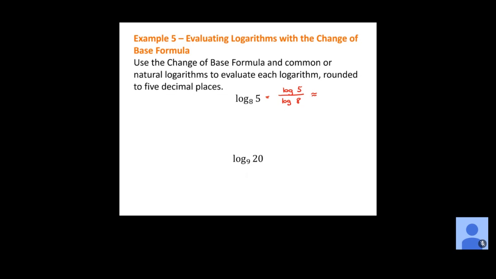Now, if we input this into the calculator now, log of 5 divided by log of 8 should give us approximately 0.77398. Because it does ask us for 5 decimal places here, so 0.77398 would be our answer.